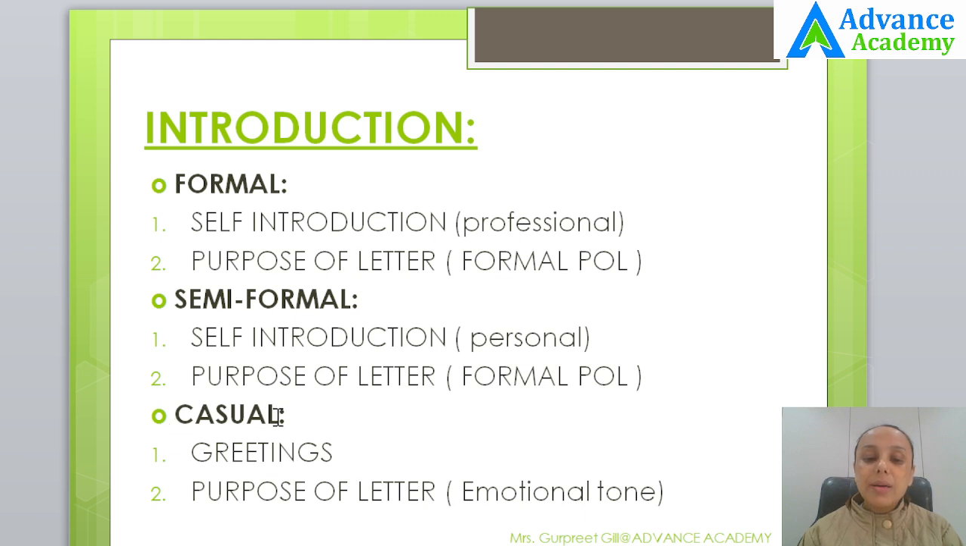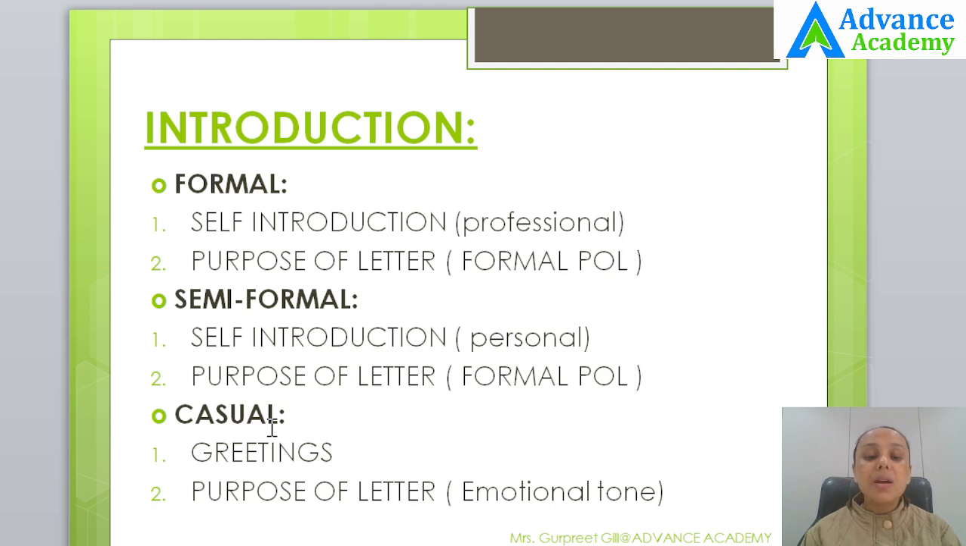However, in casual letters, we don't introduce ourselves because casual letters are written to friends, family, or relatives. They already know us, so there is no point introducing ourselves. Just give greetings like, how are you? Or you might say, I am fine. And then the purpose of the letter should be written. Here, the purpose should not be formal. It should be very informal, and you can keep an emotional tone. You might tell your feelings, like I'm very excited to tell you that, or I'm very sorry to tell you that. So you can use your emotions in the purpose of the letter in casual letters.